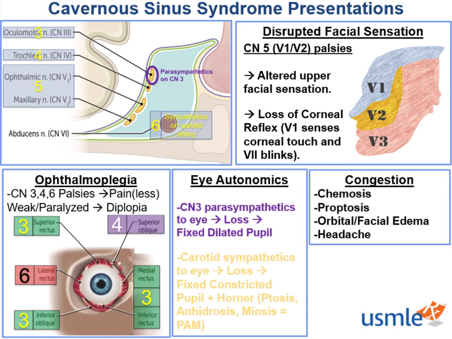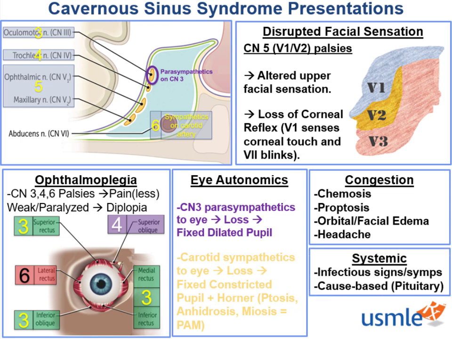Patients may also present with congestive symptoms, such as chemosis, which means swelling of the tissues that line the eyelids and conjunctiva. Think red, swollen eyes, proptosis or bulging of the eyes, along with orbital and facial edema from increased pressure coming from within the swollen cavernous sinus. As you can imagine, most patients have a headache from all this pressure within the cranium. Lastly, the patient may have systemic features, such as infectious signs and symptoms, or other cause-based features such as hormone-induced changes from a pituitary tumor, as we will discuss.